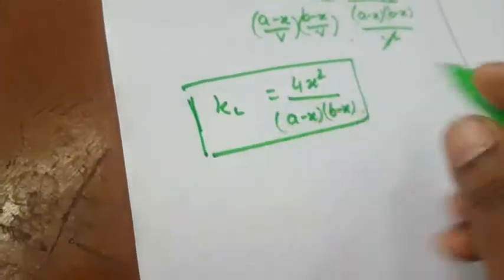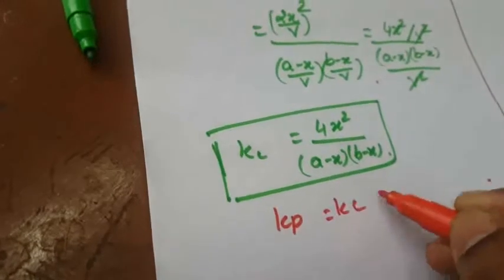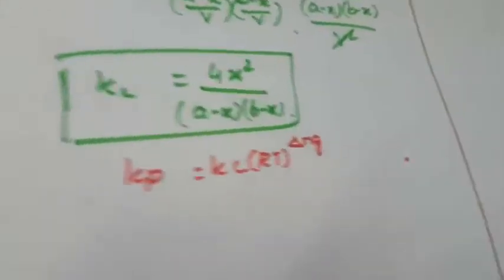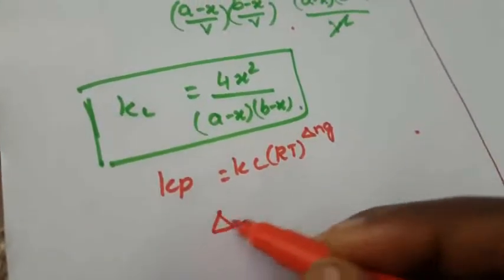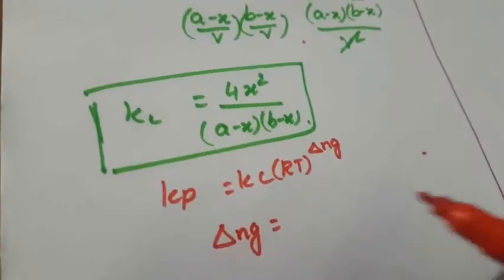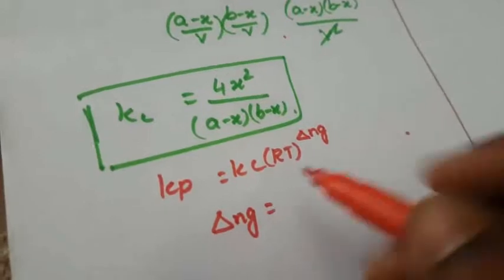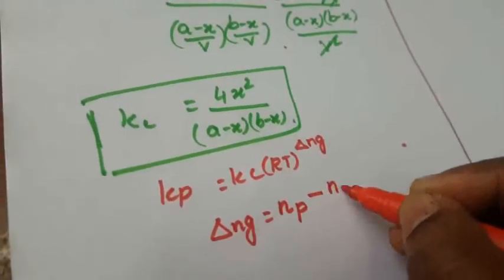Okay, so another one is what is Kp? We already know that Kp is equal to Kc RT delta Ng. We already studied that formula. What is delta Ng? Total number of moles. How to calculate it? Number of moles of product minus number of moles of reactant.